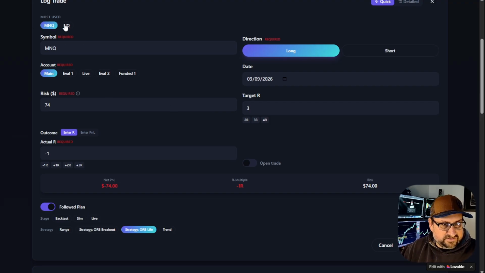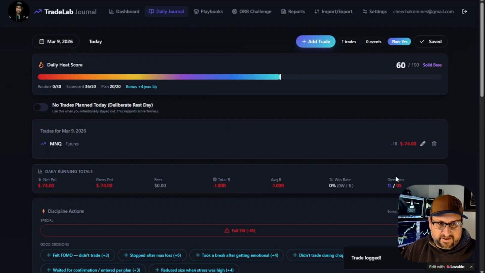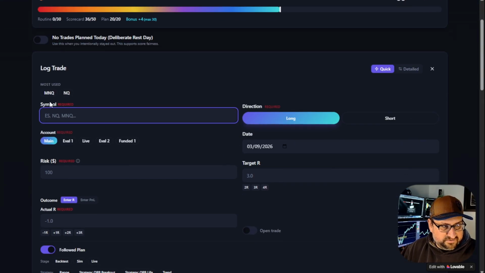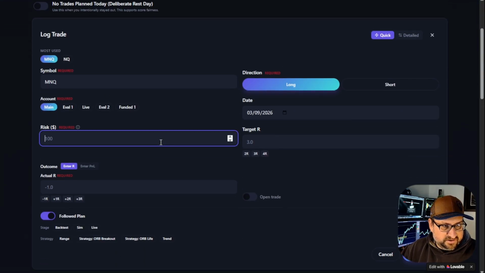MNQ, I have a quick little thing right here. You can click that. Done. Save trade. Boop. Trade 1. Stop out. Okay? So let's look at trade 2. Trade 2 was an MNQ. There was actually another stop out. It was a little bit bigger.